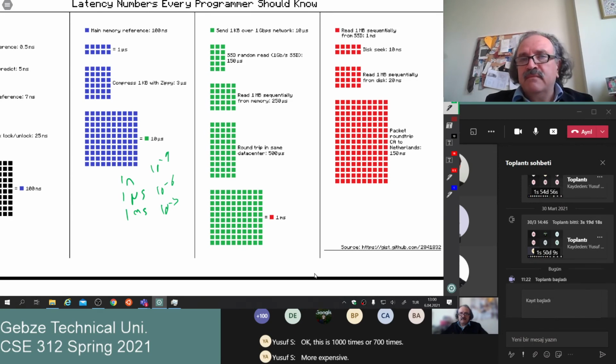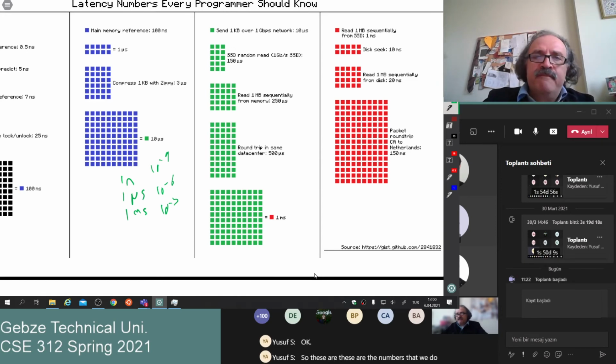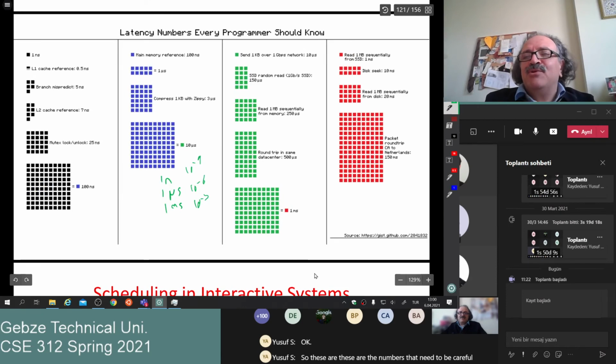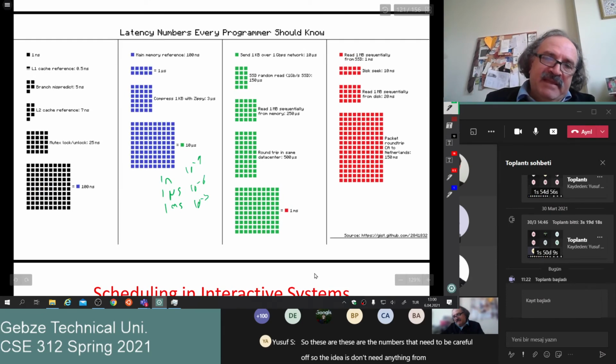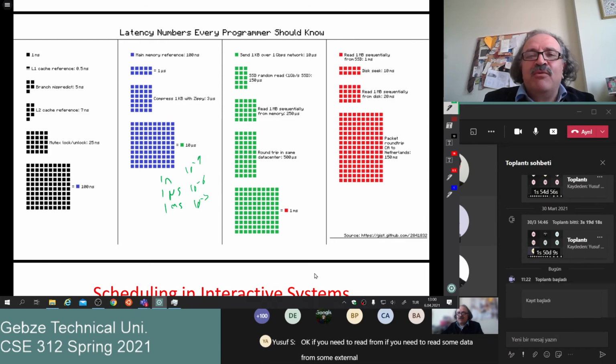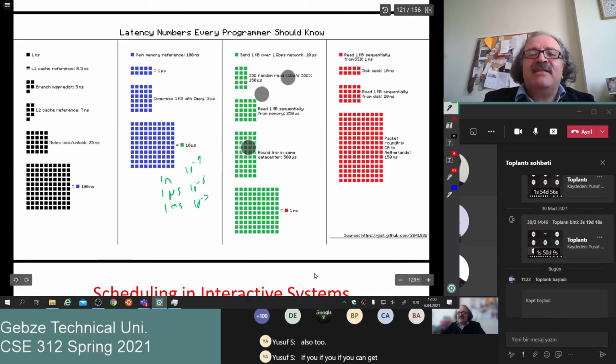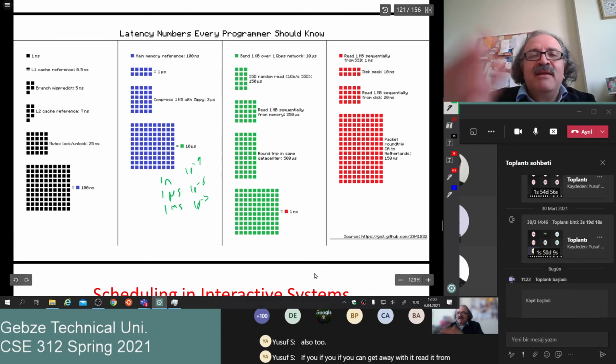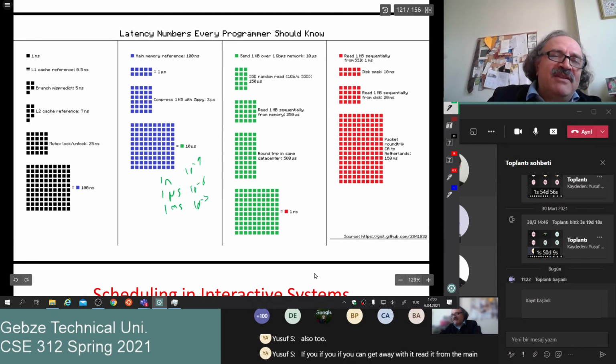Okay, so these are the numbers that we need to be careful of. So the idea is, don't read anything from the disk. Okay, if you need to read some data from some external device, read it from SSD. But SSD is so slow too. If you can get away with it, read it from the main memory. But if you can do it, always start with the cache.